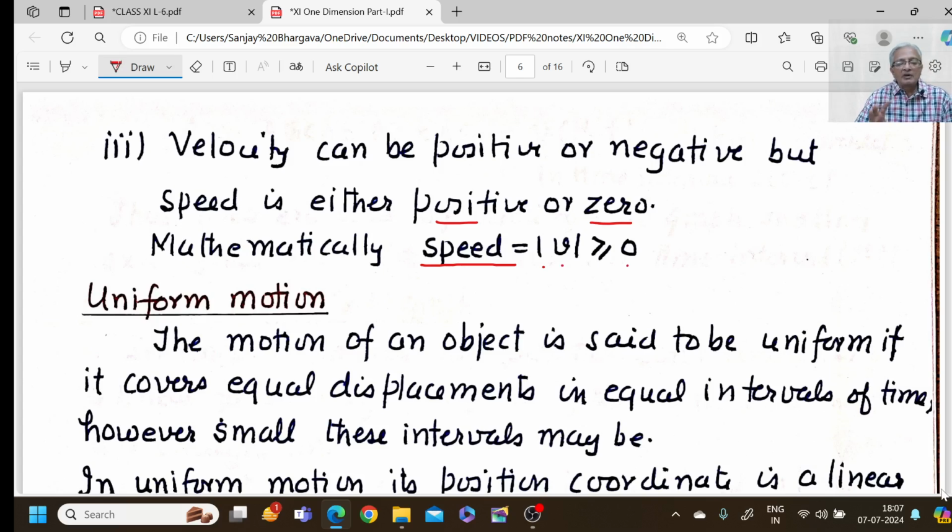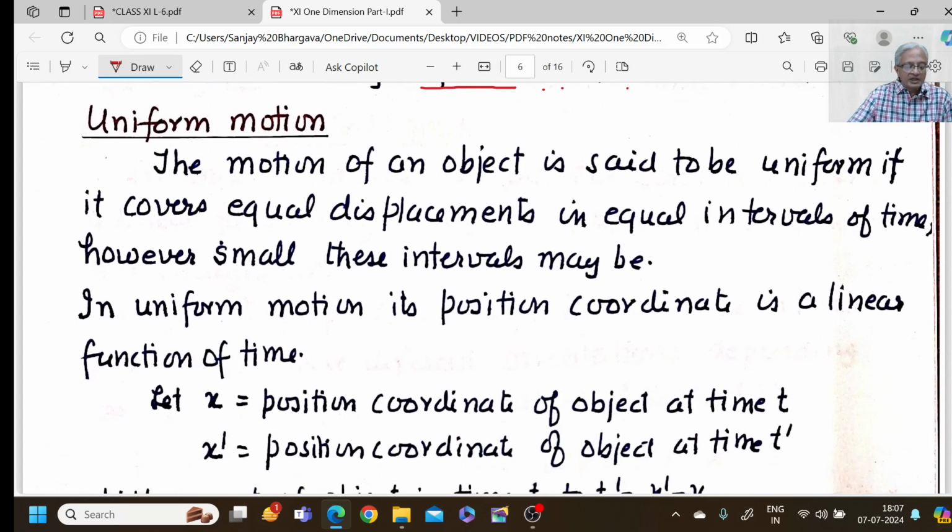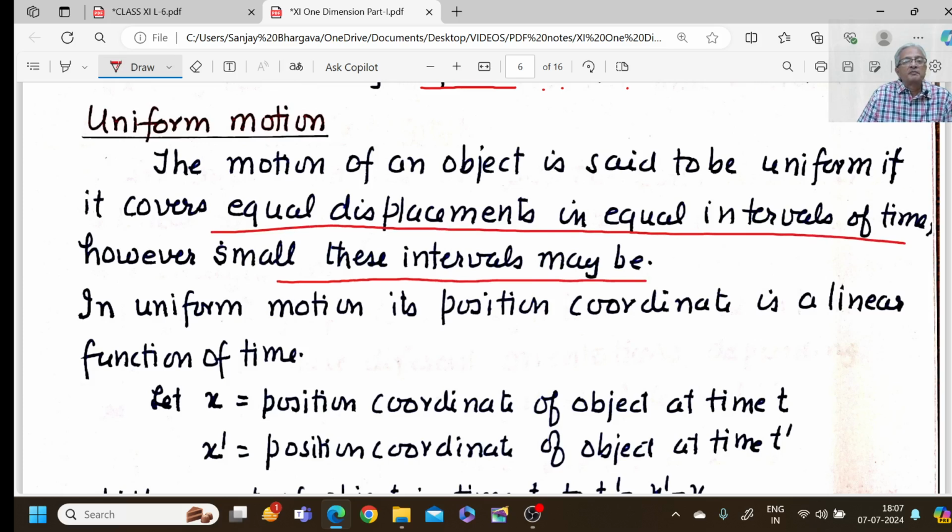Now we come across a term called uniform motion. The motion of an object is said to be uniform if it covers equal displacements in equal intervals of time, however small these intervals may be. In uniform motion, its position coordinate is a linear function of time.